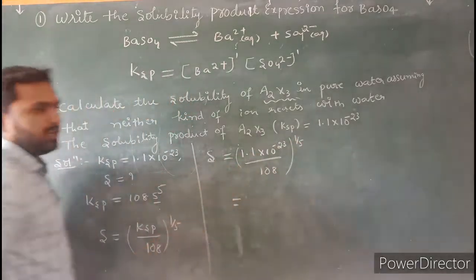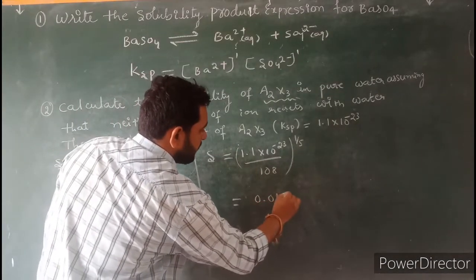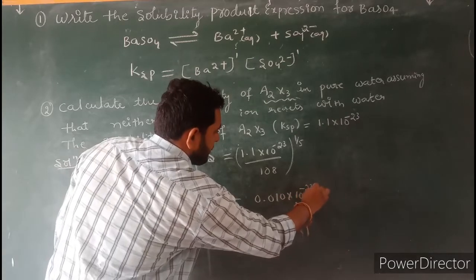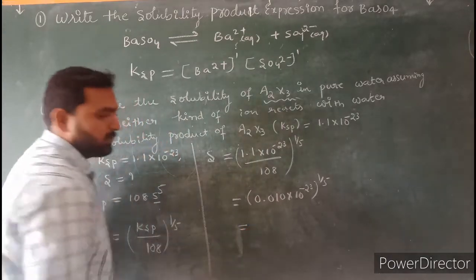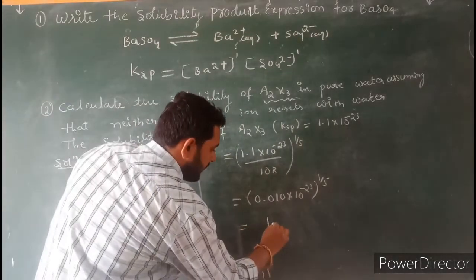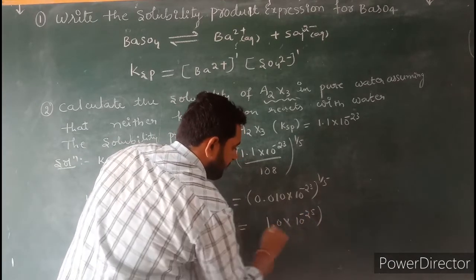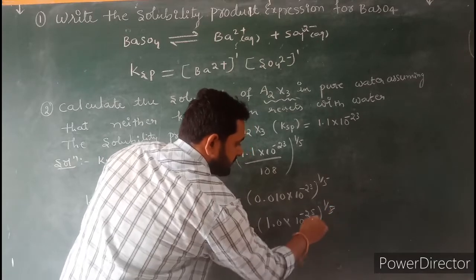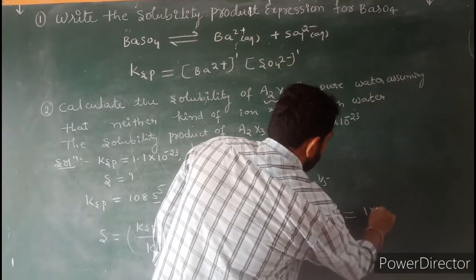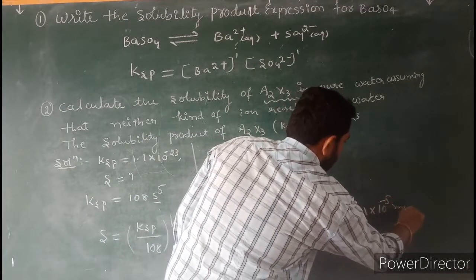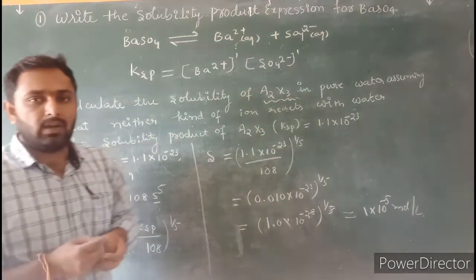Now you divide these two values. After dividing these two values, you will get 0.010 into 10 power minus 23, whole power 1 by 5. Now just rearrange this one and write it in scientific notation: 1.0 into 10 power minus 25, whole power 1 by 5. Here 5 ones are 5, 5 fives are 25. Then finally we will get 1 into 10 power minus 5 mole per liter. This is the solubility of A2B3 type of electrolyte.